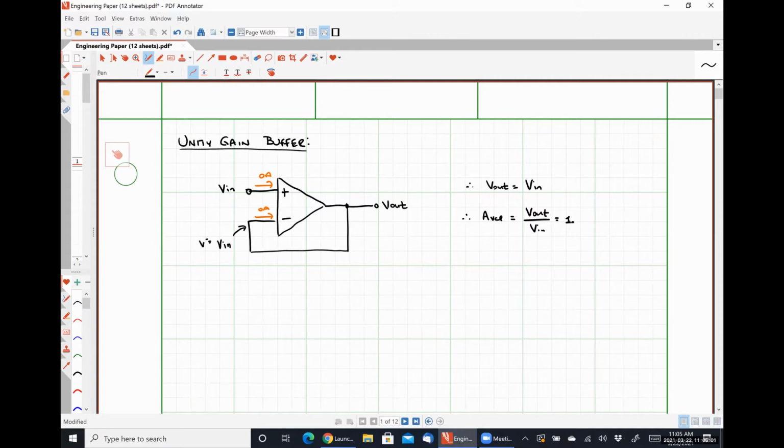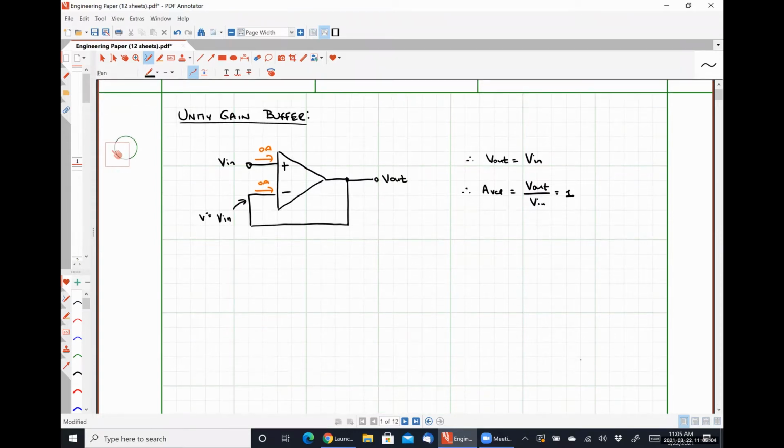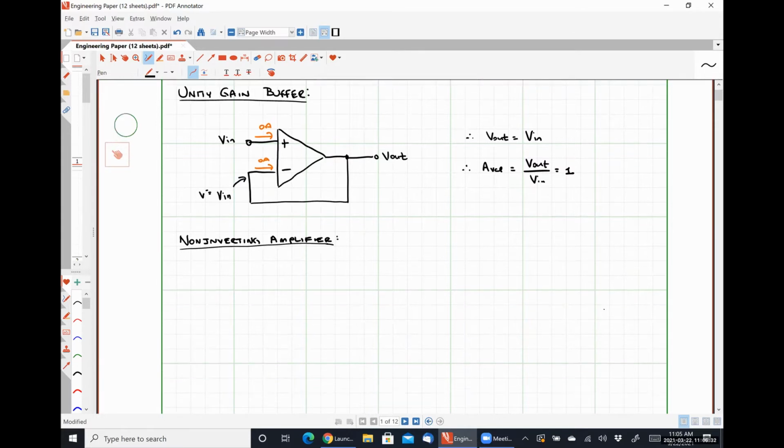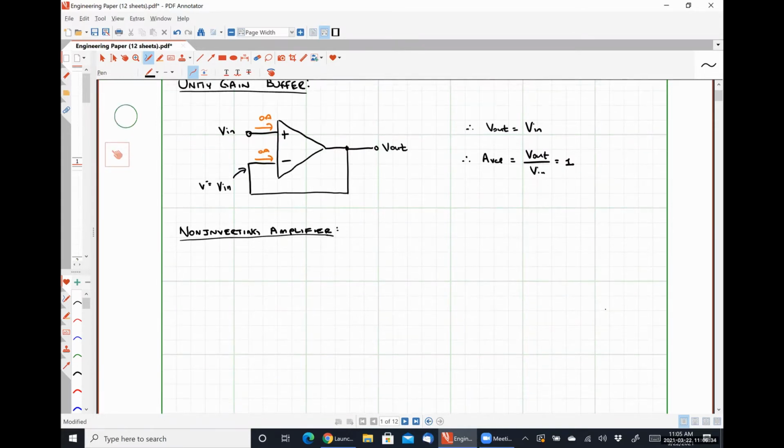All right, so let's look at another one now then, unless anybody has any questions on this. So now let's look at a non-inverting amplifier, and it's going to be pretty similar to a unity gain buffer with some key differences.